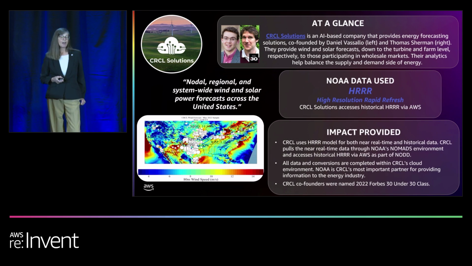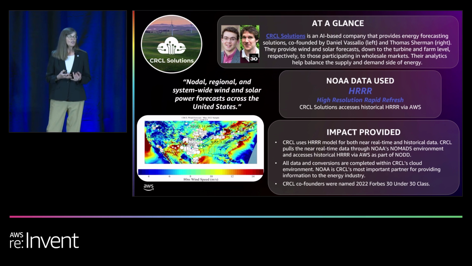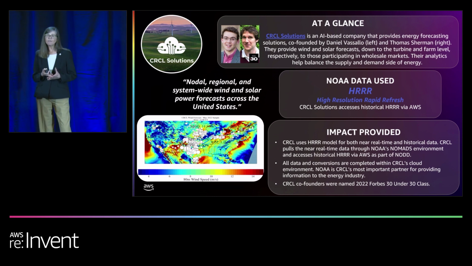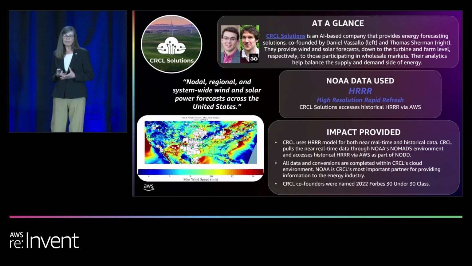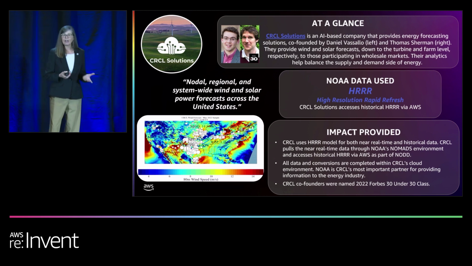Circle accesses high-resolution rapid refresh, or HRRR, in two separate ways. Circle pulls the near real-time data through NOAA's NOMADS environment, which is an on-premise National Weather Service dissemination node, but accesses the historical HRRR data via NODD on AWS. All data and conversions are completed within Circle's own cloud environment, and Circle says NOAA is its most important partner for providing information to the energy industry.